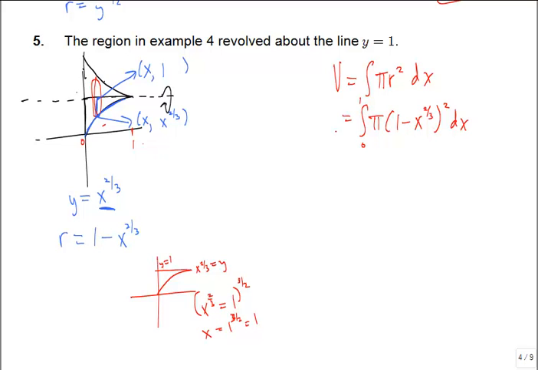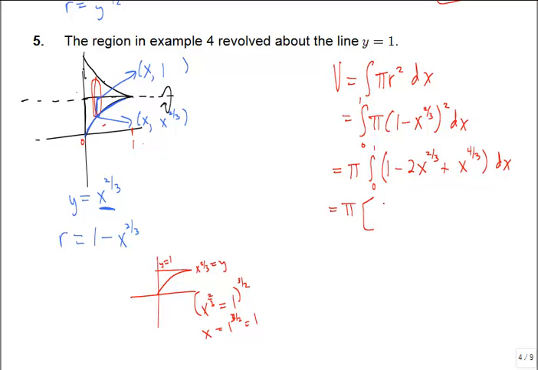We're ready to integrate. I'm going to pull out my pi. And I'm going to need to go ahead and square this out again. So 1 squared stays 1. In the middle, we're going to get a minus 2x to the 2/3 plus x to the 2/3 times x to the 2/3. When you add those powers, that becomes x to the 4/3.